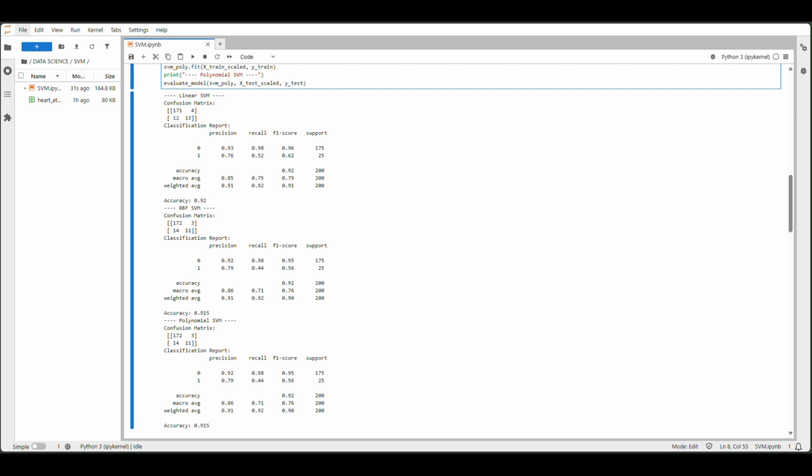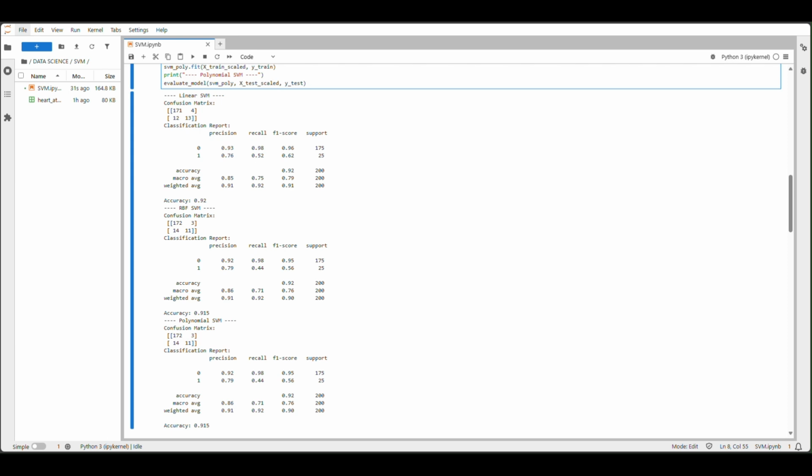For linear SVM, from the confusion matrix, we can see that 171 low-risk patients were correctly classified, while 4 were incorrectly labeled as high risk. For high-risk patients, 13 were correctly classified, but 12 were misclassified as low risk.